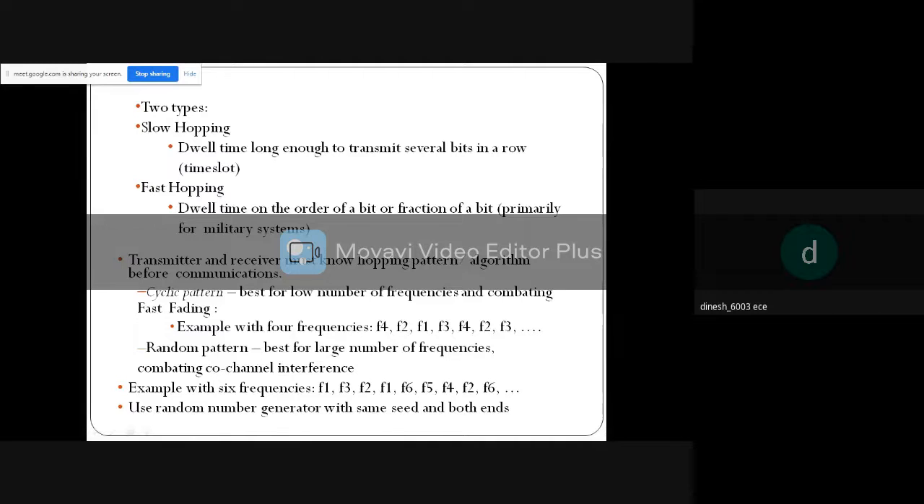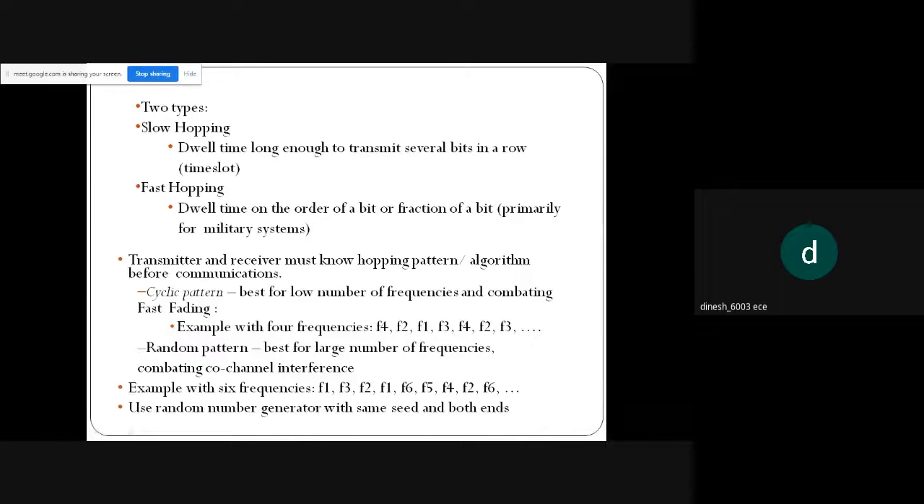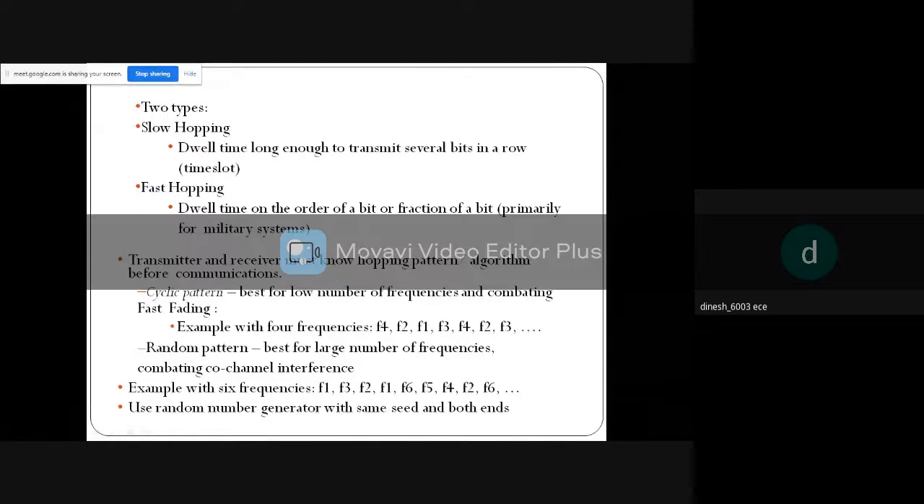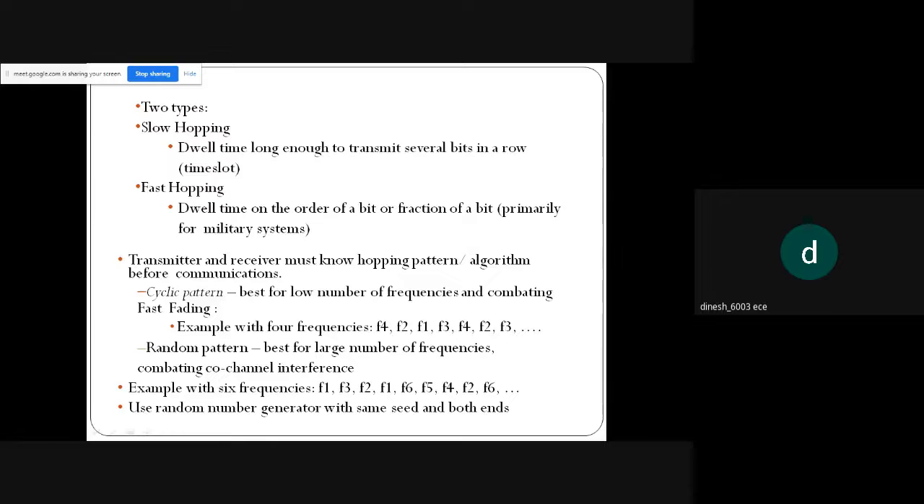Next is your fast hopping example with four frequencies which are being repeated. You can see F4, F2, F1, F3, then F4, F2, F3, and it goes on. This is the best random pattern for a large number of frequencies, which is used to combat co-channel interference. Then an example with six frequencies: F1, F3, F2, F1, F6, F5, F4, F2, F6. This is used as a random number generation with the same seed at both ends.